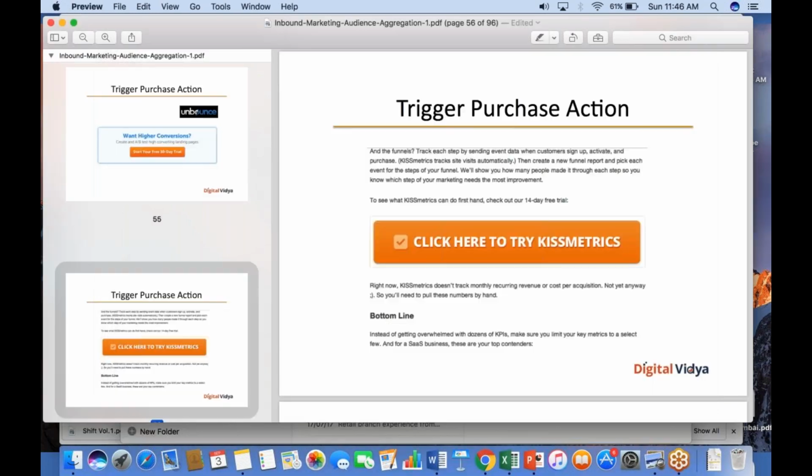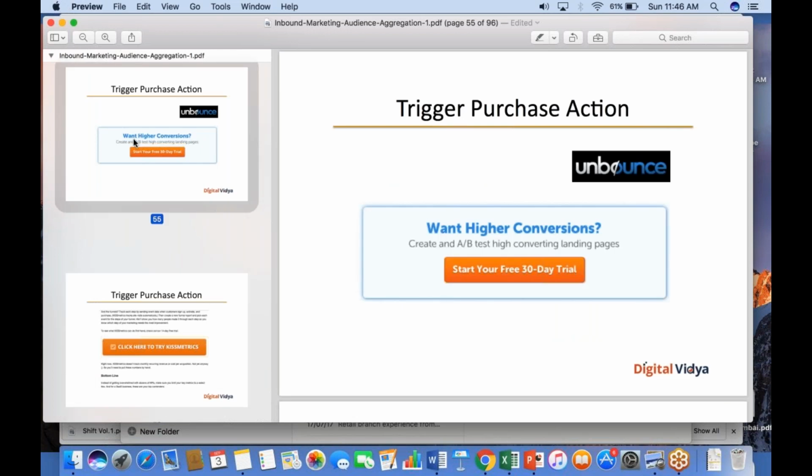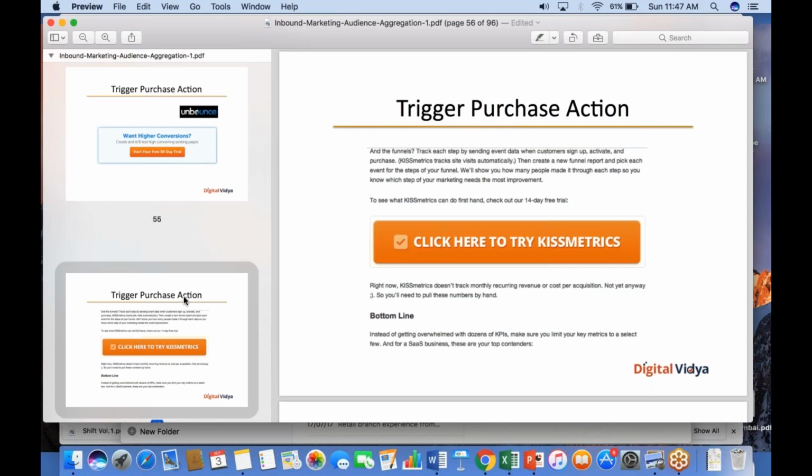So here what you can see they're trying to do is this particular brand, which is Unbounce, which is basically a conversion optimization tool. It's an A/B testing platform similar to Mixpanel. It's talking about if you want higher conversion, start your 30-day free trial, no questions asked, no strings attached, free trial program. You can subscribe for it, and if you don't like the product after that, you can always unsubscribe, but you can use the product for free for 30 days. So that triggers a certain intended purchase action from customers.